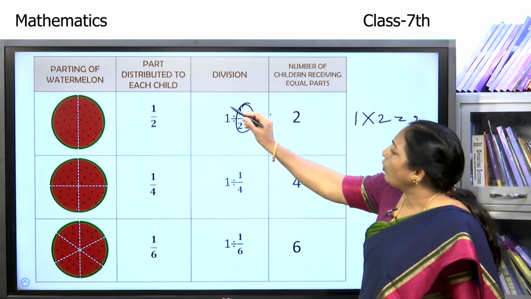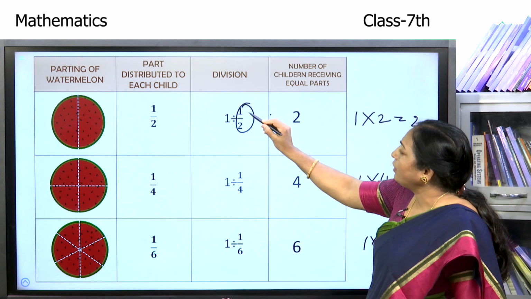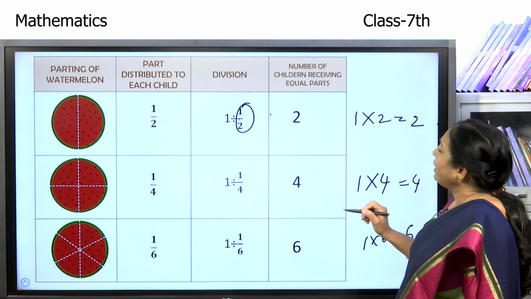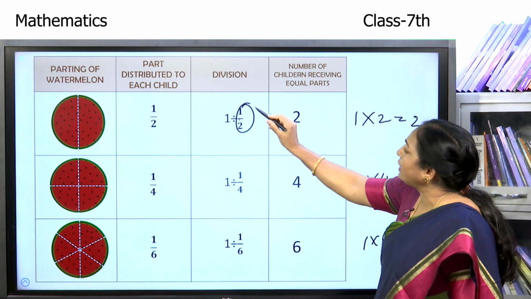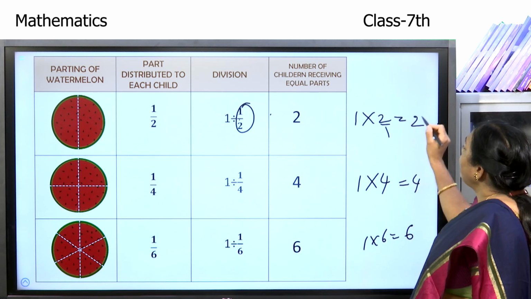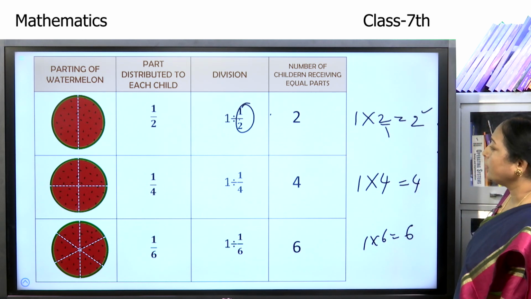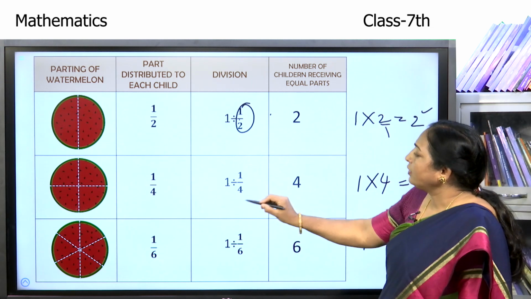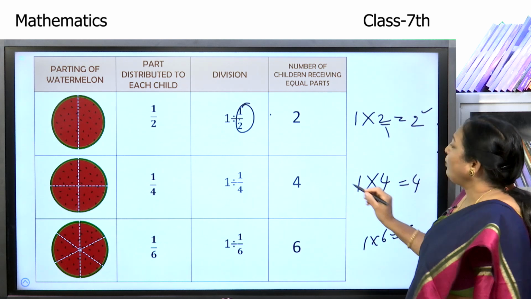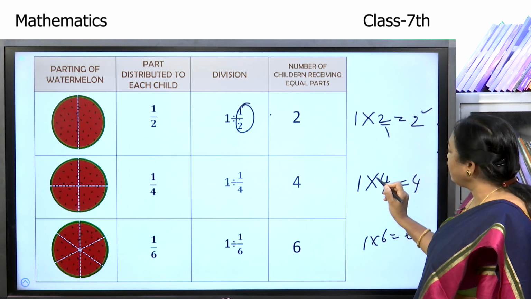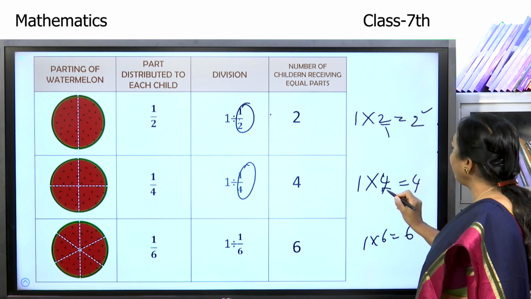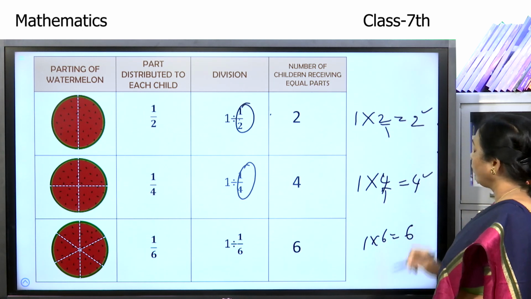How to divide whole things by a fraction? By changing the sign, division becomes multiplication, and 1 is multiplied by the reciprocal of 1 by 2, that is nothing but 2 by 1, and we get 2. While dividing 1 by 1 by 4, we should multiply 1 by the reciprocal of 1 by 4, that is 4 by 1, and we get 4.